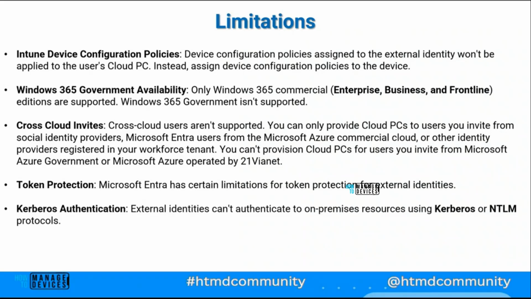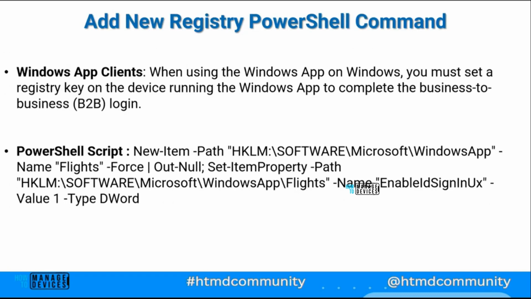And regarding token protection, Microsoft has certain limitations for the protection of external identities. And the other main point is Kerberos authentication, which means the external identities can't authenticate to on-prem resources using the Kerberos or NTLM protocol. Whenever an external user is trying to access a file share from the on-prem environment, since that normally uses the Kerberos and NTLM protocol, that is not possible. So those are the limitations as of now.